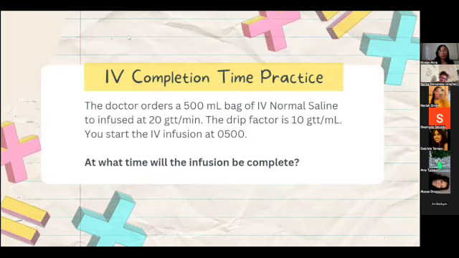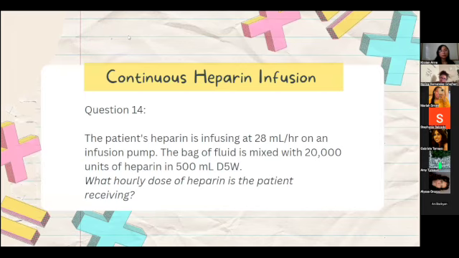Okay, so I will do the practice and the other one. Continuous heparin infusion. If that made sense to everyone, I'm gonna move on. For continuous heparin infusion, it's kind of the same idea. They're looking for the hourly dose of heparin that the patient is receiving. The patient's heparin is infusing at 20 milliliters per hour. So we know that 20 milliliters is going in every hour on an infusion pump. The bag of fluid is mixed with 20,000 units of heparin in 500 ml D5W.